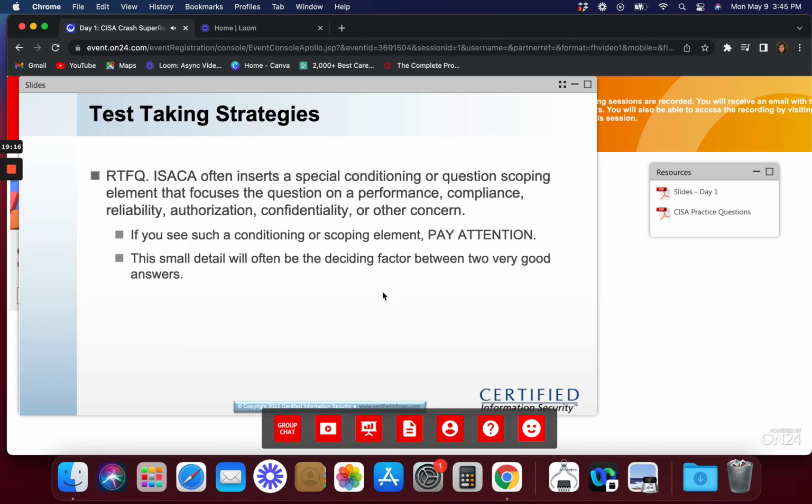ISACA often inserts very special conditioning words or question scoping elements that focus the question on perhaps performance or compliance or reliability or authorization. In other words, it's tuning the question to a particular concern, which is really important, because they're going to say, choose the best answer. Well, the problem is that very same question tuned a little bit differently with just a different conditioning word gets a different answer, depending upon if it's an availability question or if it's a confidentiality question, or see where I'm going. So we have to be very careful that we look at this. Pay attention.